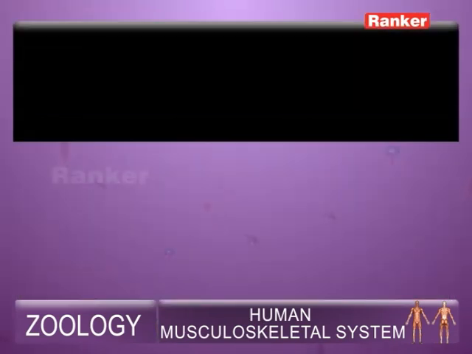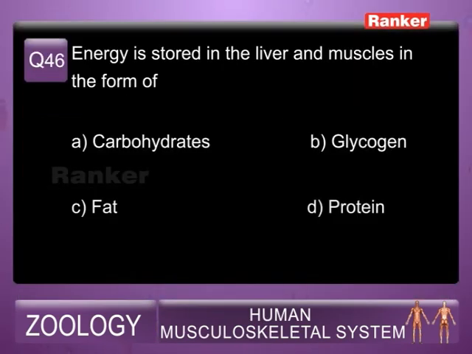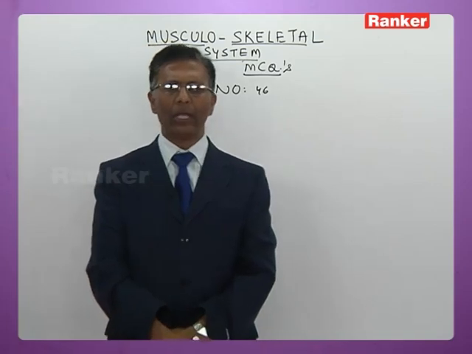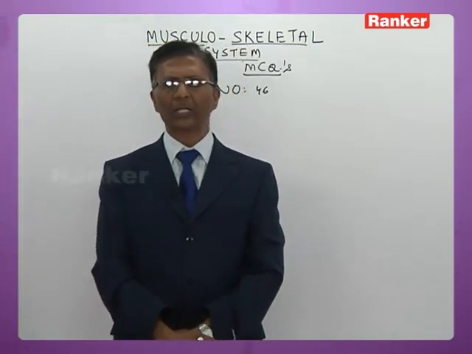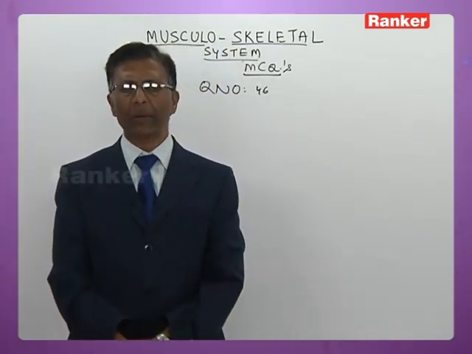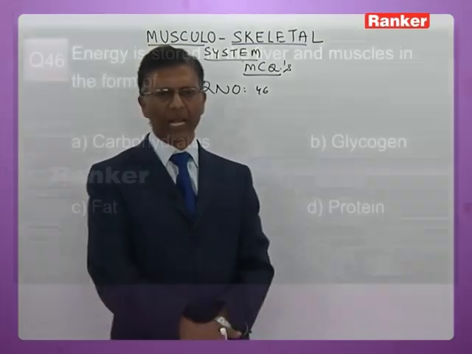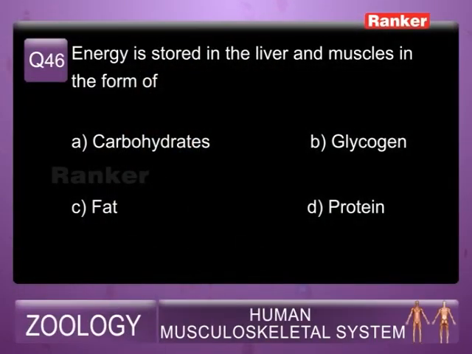46 is here for you. Energy is stored in liver and muscle in the form of A, carbohydrate, B, glycogen, C, fat, D, protein. In the human body, the carbohydrates are stored in the form of glycogen and the immediate source of energy for the muscle contraction. So the answer is B, glycogen.